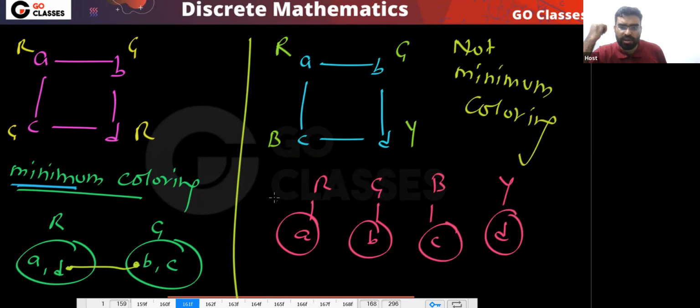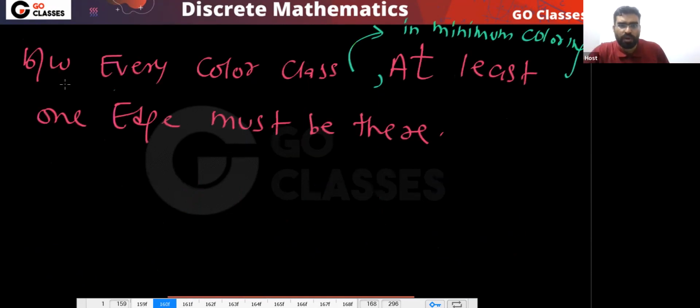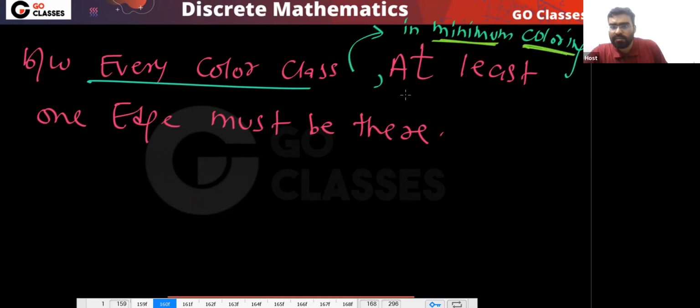Now you can notice there is no edge between these two. For example, there is no edge. You can notice there is no edge. So are you getting my point? So if you have, between every color class, in a minimum coloring, this is important, in a minimum coloring, at least one edge must be there between every two.